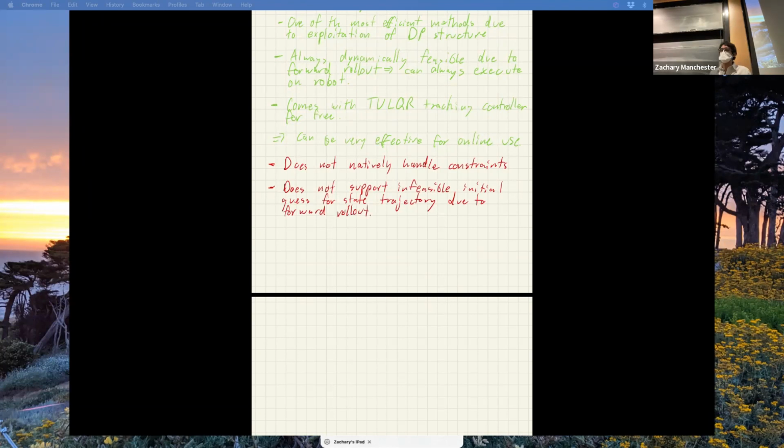These are particularly bad for maze or bug trap problems, so problems where you have complicated obstacle situations. These can fail and have a really hard time.